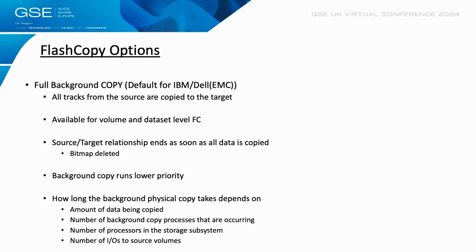And how long does this take? So as I say, as soon as the bitmap is made available, then that's fine. Everything's available on the source, and then the background copy starts working. So how long will it take? Right, amount of data, obviously. How many background copy processes are running? Number of processors in the storage system, number of IO. So again, it's the general thing, but notice it's not on CPU.